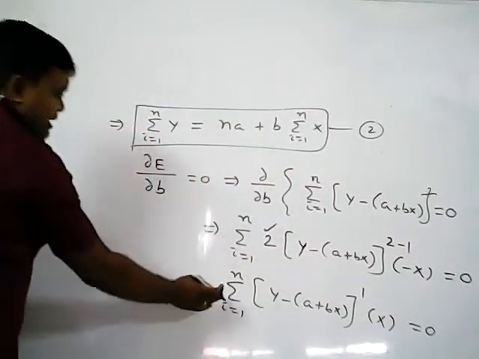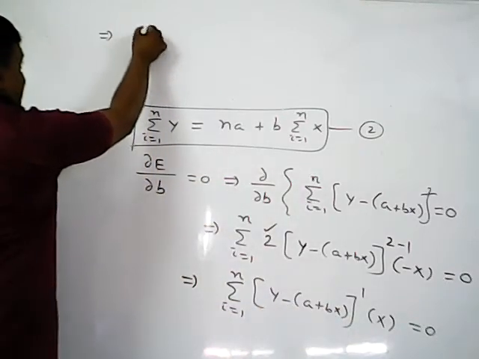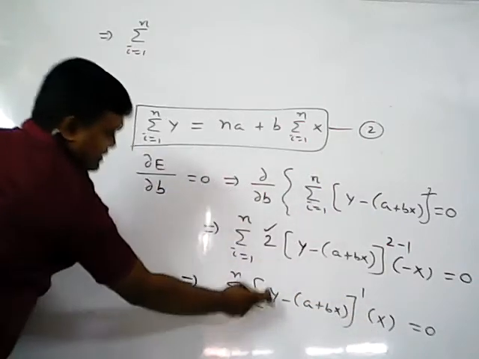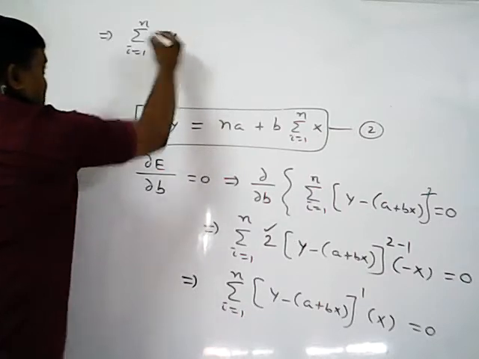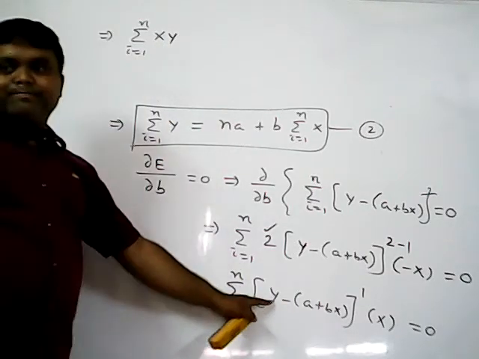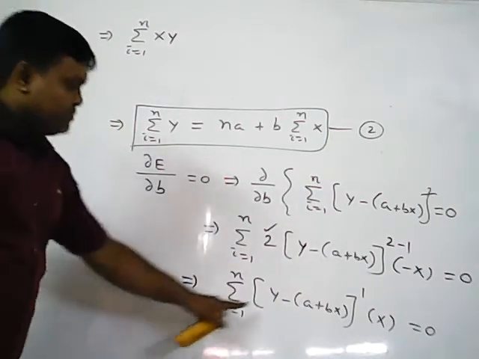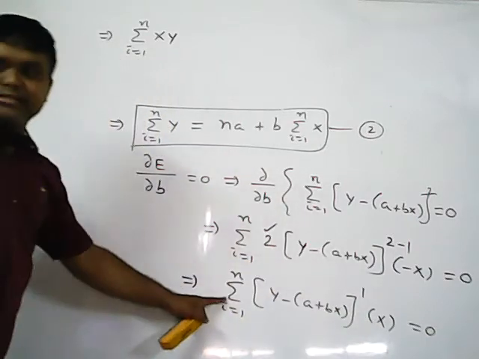Multiply with summation x and this term. What is the first term you will get? Summation i equal to 1 to n, x into y, which means xy. The first term is xy. I think all of you understood: x into summation into the first term y. Next, minus is there. So minus into plus is minus, so this is minus a into x, and then this summation you have to multiply.